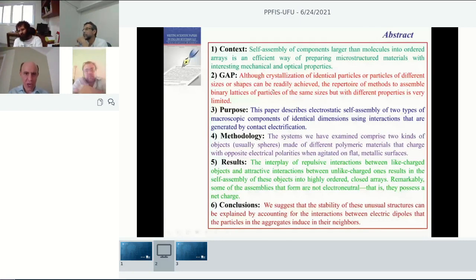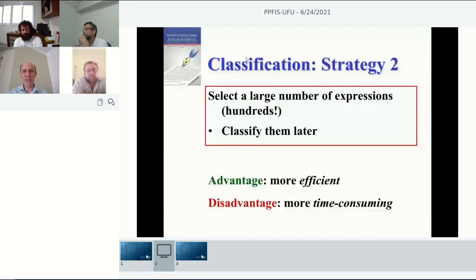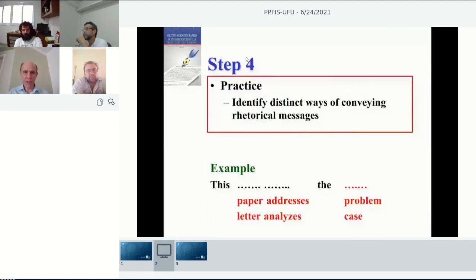So the pattern is what I mentioned already. As I said before, you have to say things in different ways. So you have ways of conveying the same rhetorical message. Example here, the purpose of... for instance, you may use this passage, this analysis, so you can look and define many different ways in which this is said.